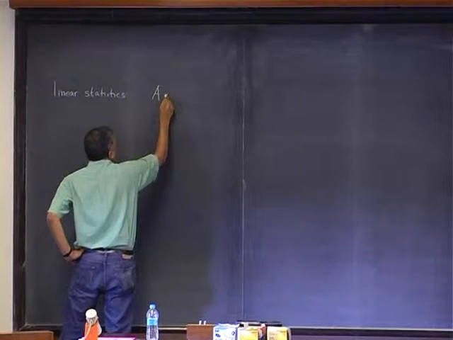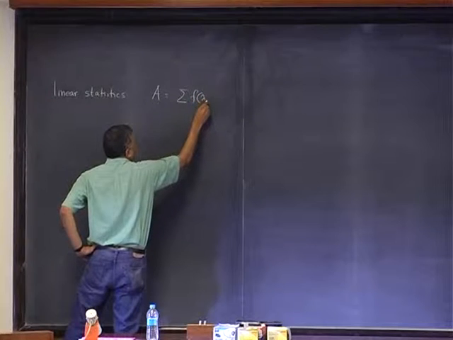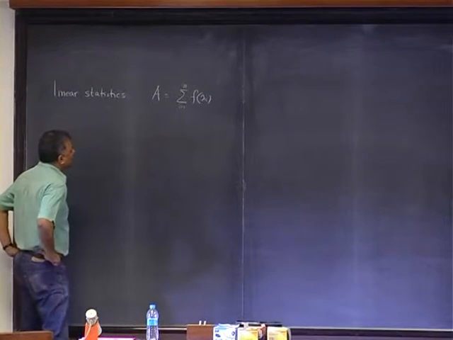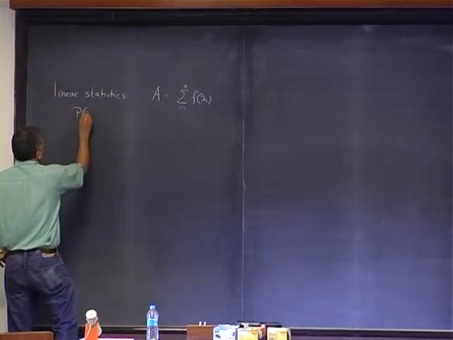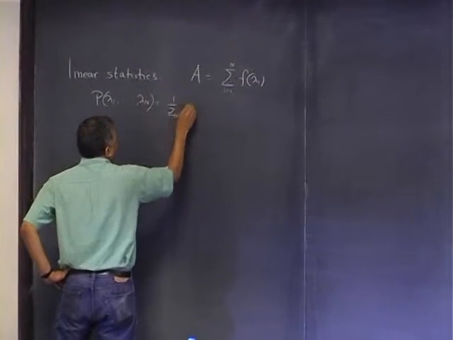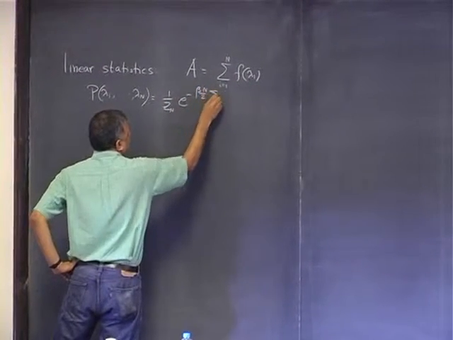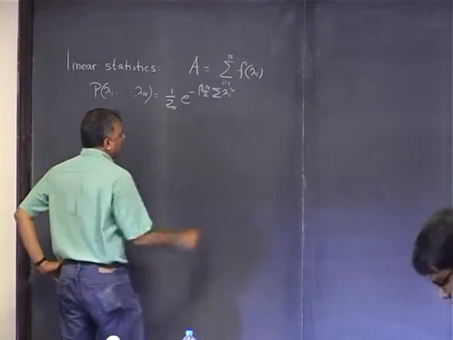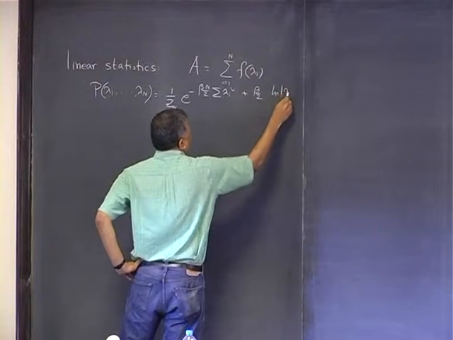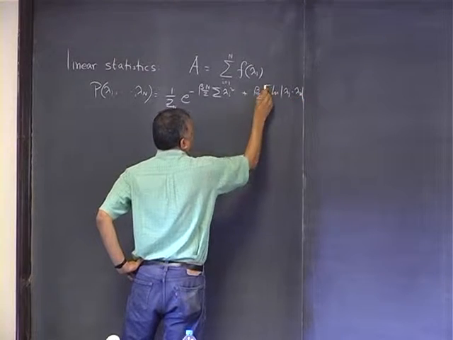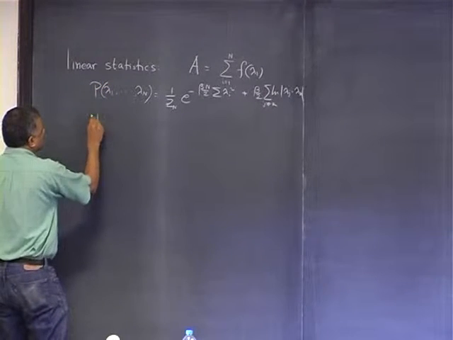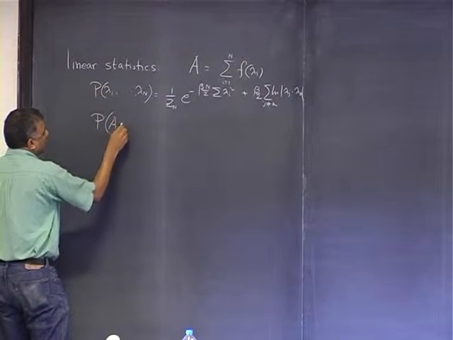Meaning some observable which is of this form. I gave you one example, which is the total number of positive eigenvalues, where the function f of lambda was just a theta function. And given the joint distribution of eigenvalues, which is always of this form, or in general V of lambda, plus the interaction, so given this joint distribution, you wanted to calculate the probability distribution of this observable A.